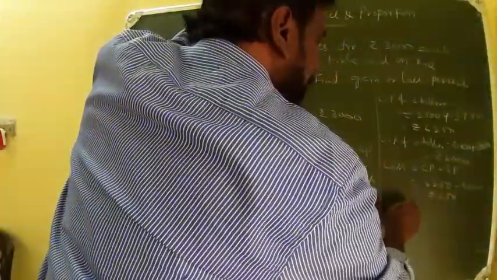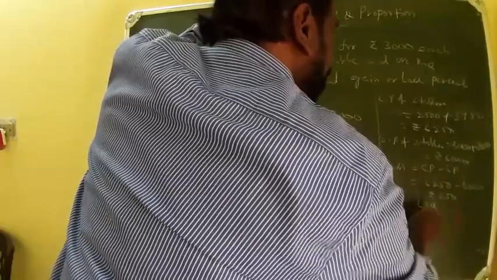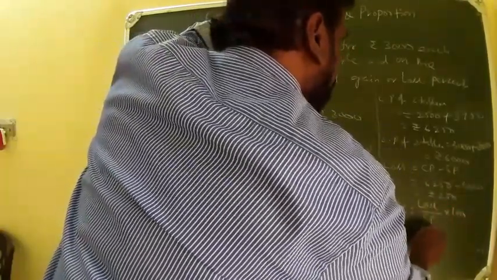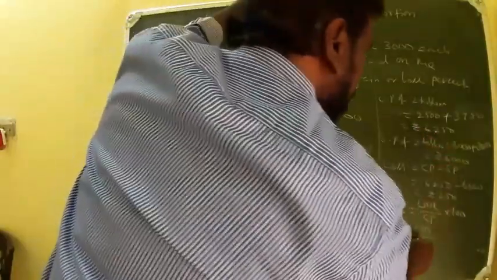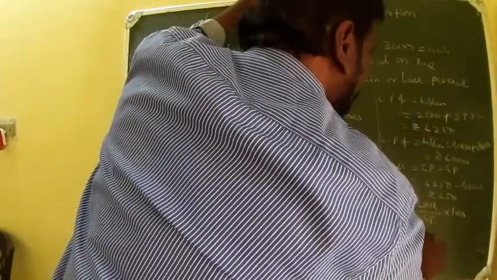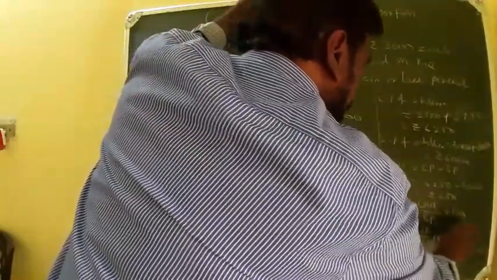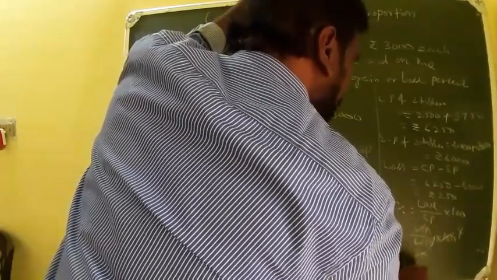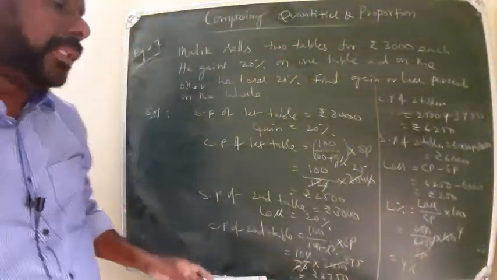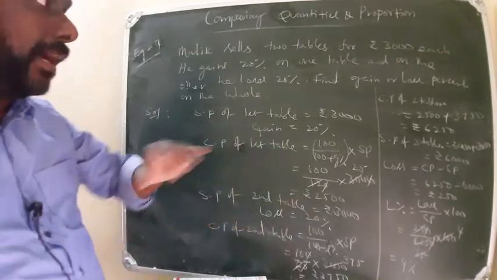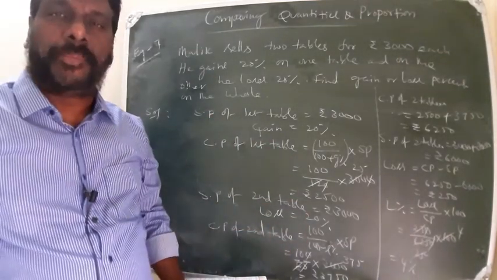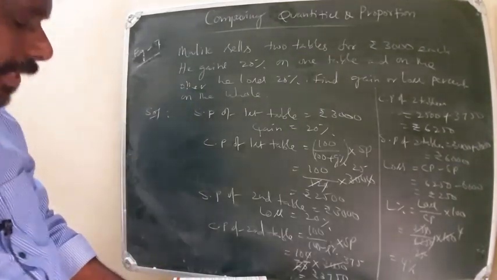So loss percent, loss by CP into 100. Loss 250, total CP is 6250 into 100. 0, 0 cancel. 25 25s cancel. 4%. So he loses 4% on total 2 tables. Okay, overall loss is 4%. So like that you have to do this one.